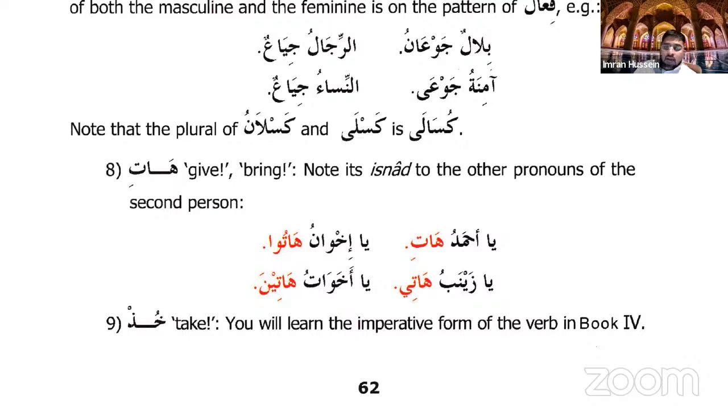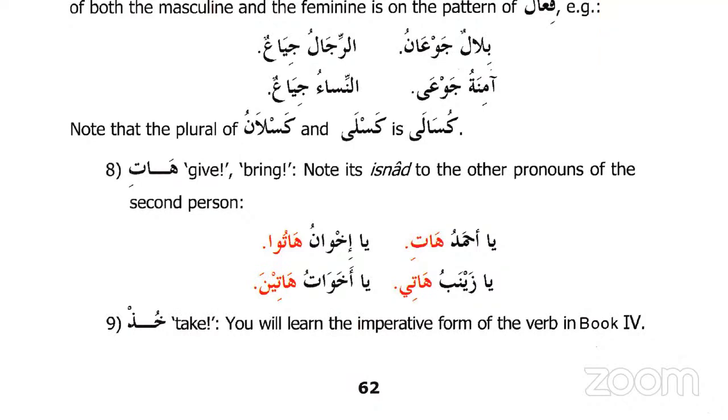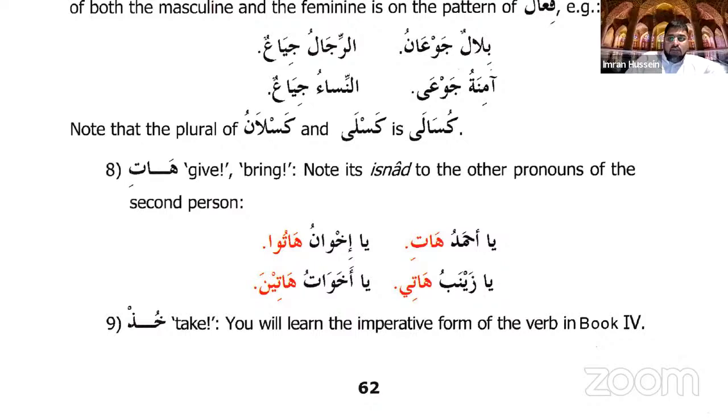The past tense of khud is akhada, alif, kha, dal. And the present tense is ya khudu, ya, alif, kha, dal. Akhada, ya khudu. And the imperative is khud. The hamza in the beginning is dropped: khud, khuda, khudu, khudi, khuda, khudna. I'll send this to you in the group, inshallah, after the lesson.